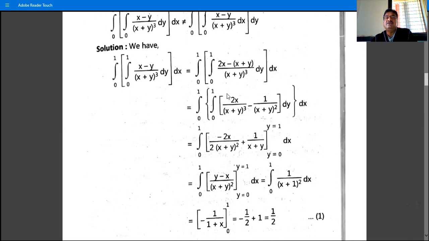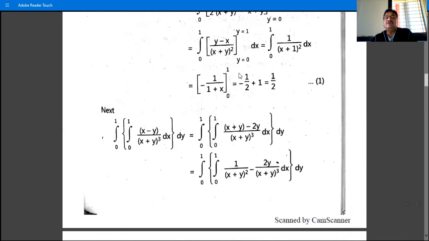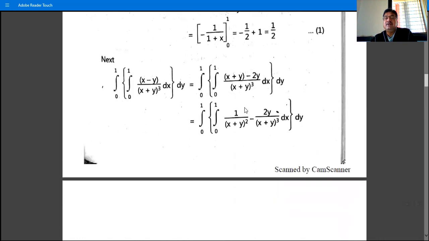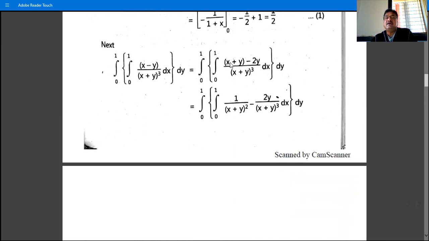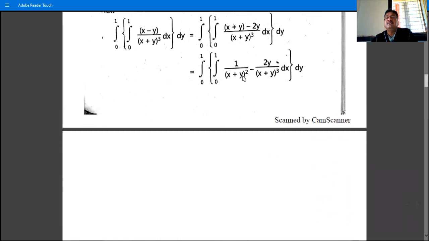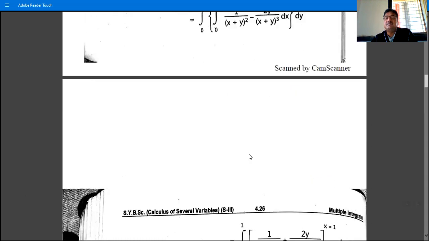Similarly, consider the RHS. The adjustment is like this: x minus y is x plus y minus 2y. If we simplify this, we have x plus y minus 2y, and y minus 2y is minus y, so we have the same answer. Then separately divide by (x+y) bracket cube. We have this. Then the integration of this factor is minus 1 by (x+y).